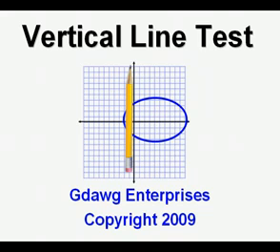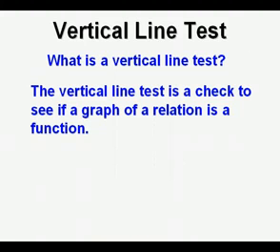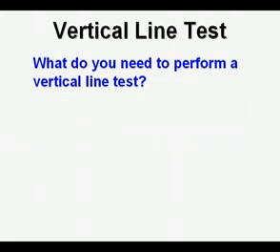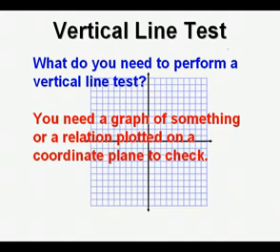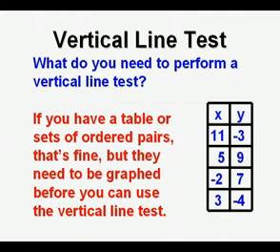Vertical line test. What is a vertical line test? Well, the vertical line test is a check to see if a graph or a relation is a function. What do you need to perform a vertical line test? Well, you need a graph of something or a relation plotted on a coordinate plane in order to check it. If you have a table or sets of ordered pairs, that's okay, but they need to be graphed before you can use the vertical line test.